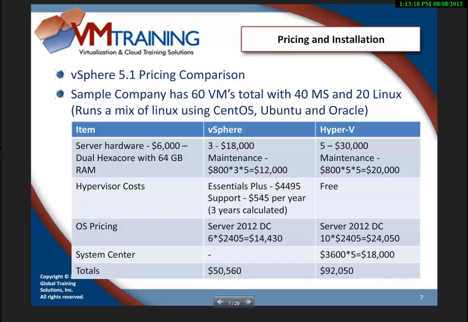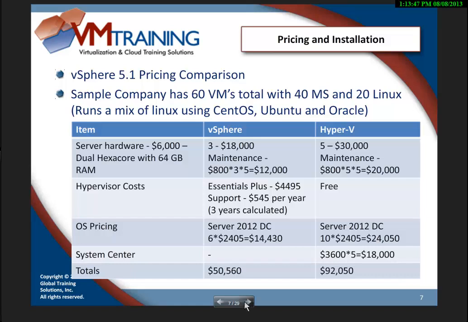They then have to pay for System Center, which they're running a deal now for all the System Center products. One of the things Mitch mentioned is they probably have it in place. Most of my customers don't, so they would have had to purchase it in this case. So here you're looking at $3,600 times 5, or $18,000. In the case of this small customer with just 60 VMs, VMware is almost half the price of Hyper-V.